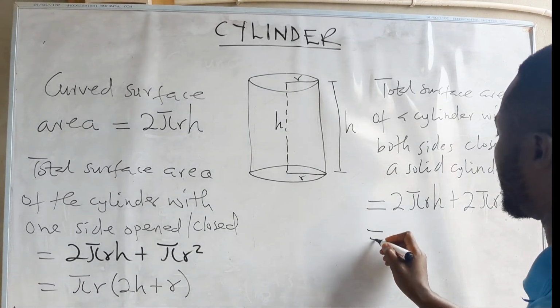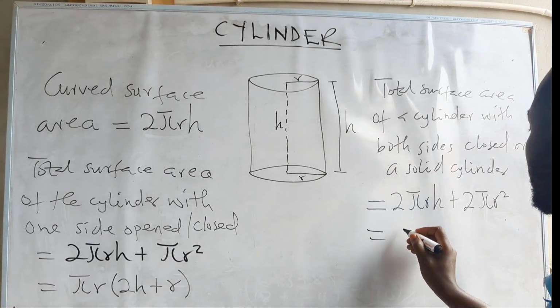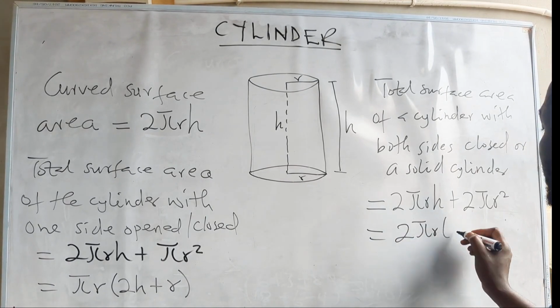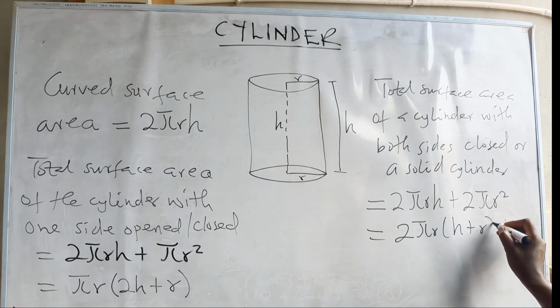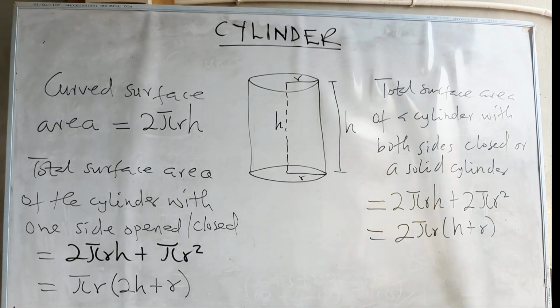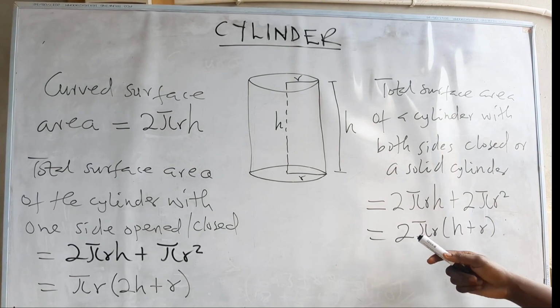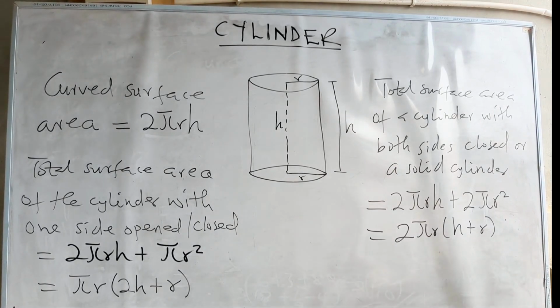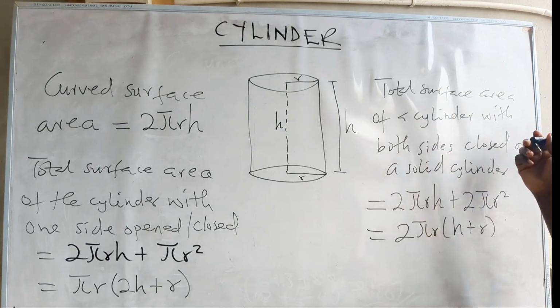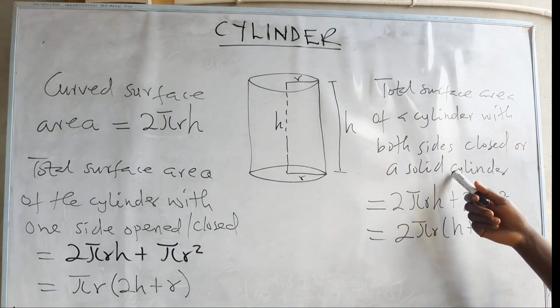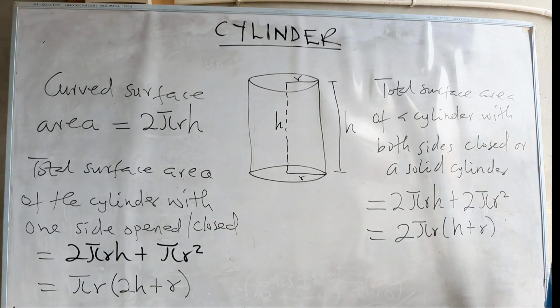And we can also factorize out. What can we factorize out here? We can factorize 2 pi r, and we have h plus r. So 2 pi r h plus 2 pi r squared. So this is also the total surface area of a cylinder with both sides closed, or a solid cylinder. All right. So I think that this is so simple, and it's not something that necessarily needs to be memorized. You just have to understand, and when you understand, it is easy to write the formulas down.